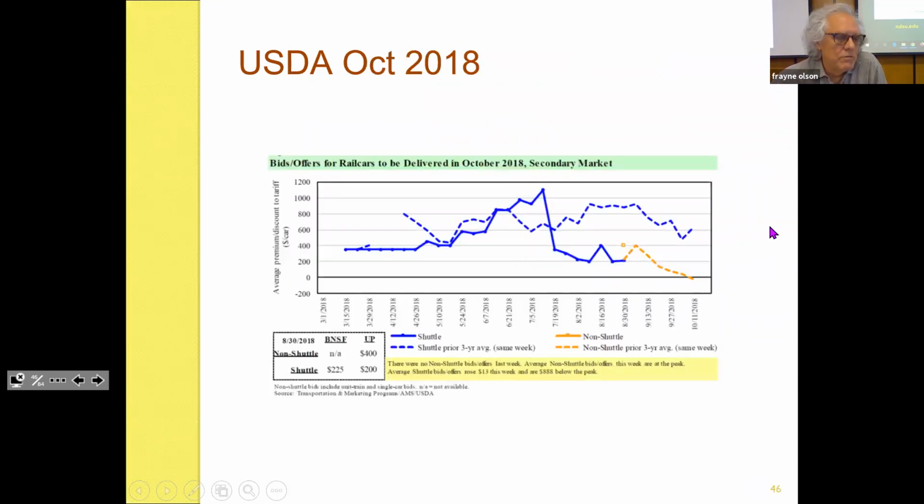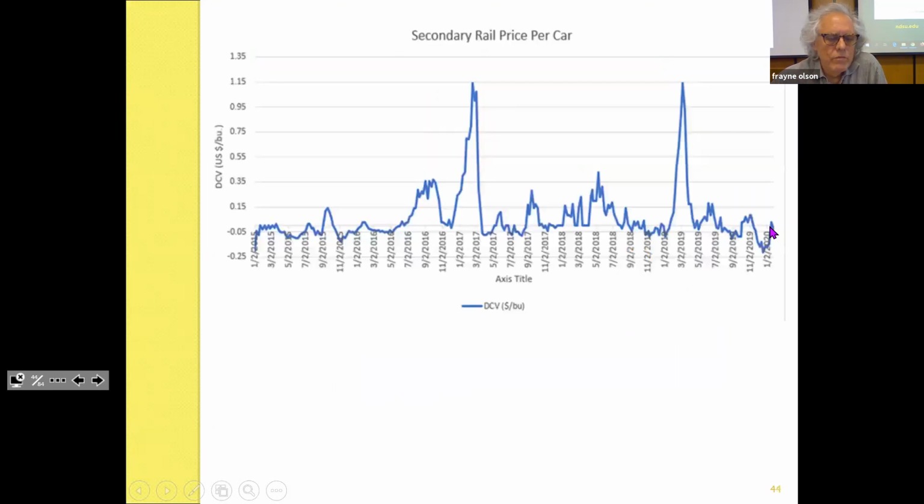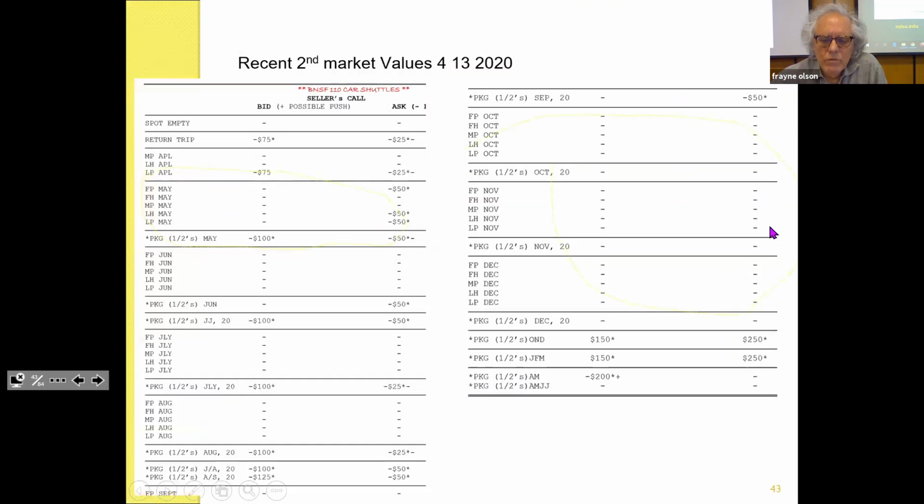So Bill, yes, there's one question that popped up. What does the 1/2 mean in the secondary rail market? So that would be a package. If someone's saying, I'm going to sell a train for first half or last half, so this would be for first half of the month. Were there other questions?